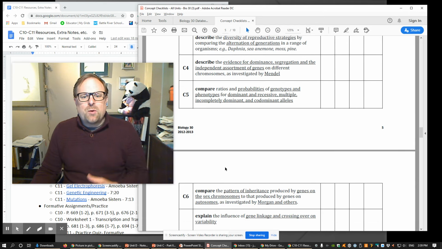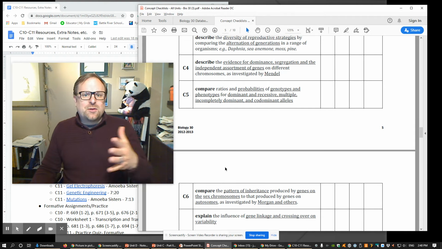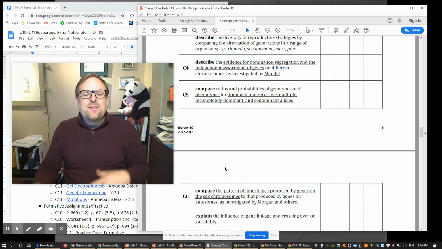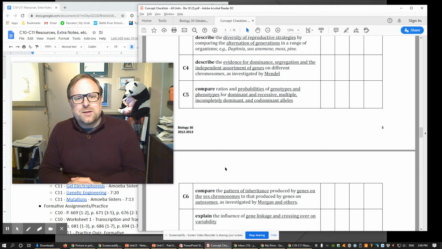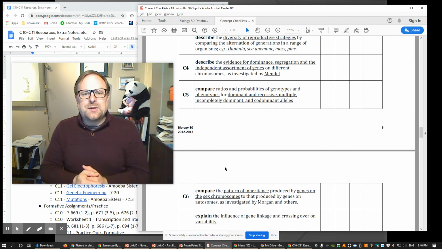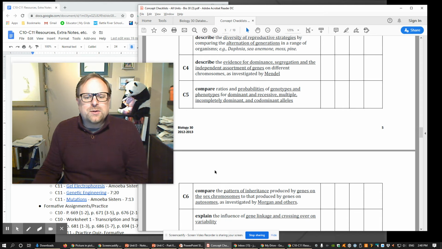Then we jumped into what we called classical genetics. We started to talk about Mendel and his laws of dominance, segregation, and independent assortment. Then we got into patterns of inheritance and discussed a whole bunch of different ways that we can determine probabilities of whether an individual might look this way or that way, depending on what the parents look like.